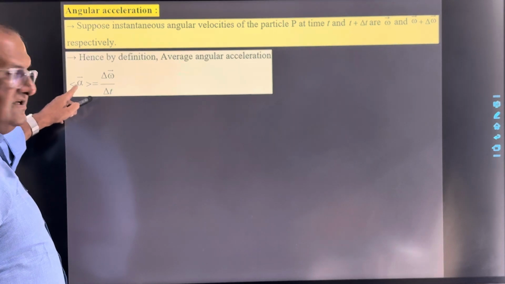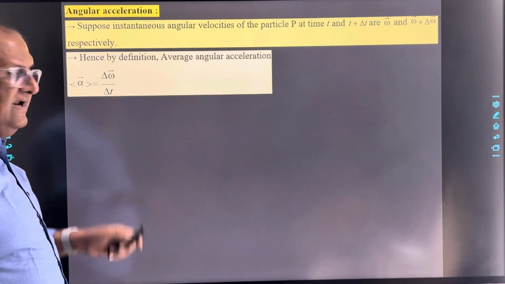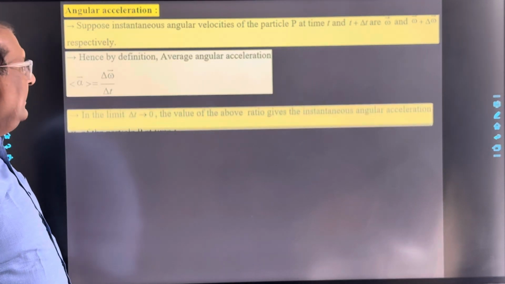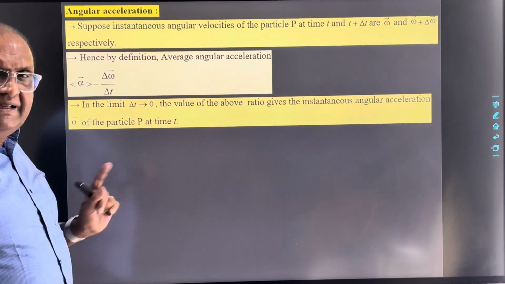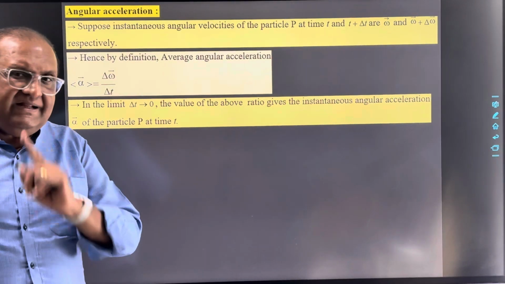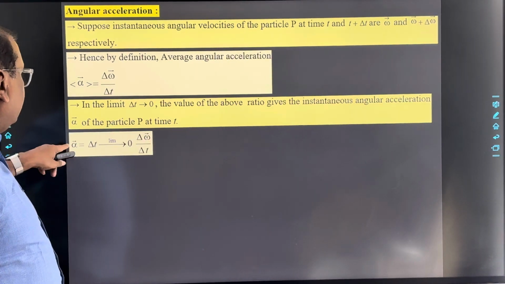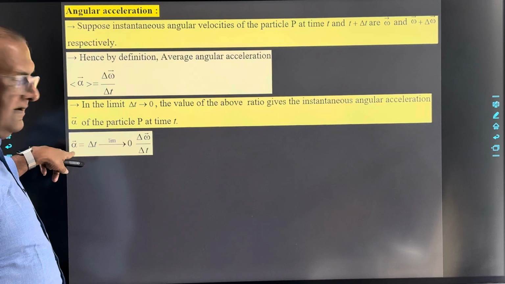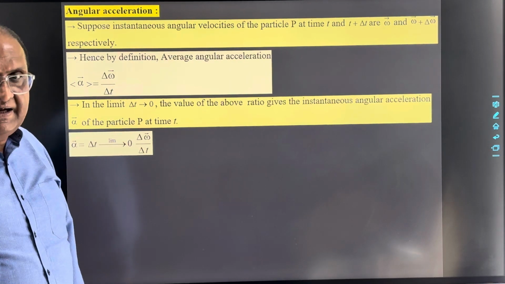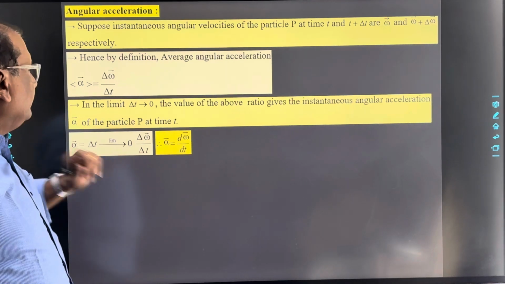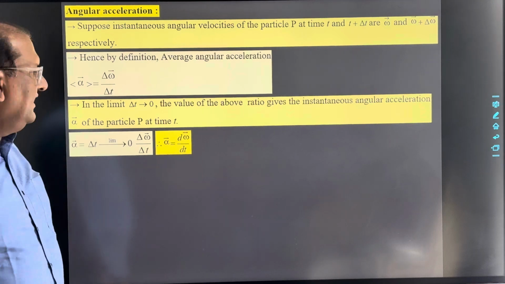So we can write average angular acceleration, which is represented by alpha, as delta omega by delta t. Now again, if we take the limit delta t tends to 0, then we will get the instantaneous angular acceleration. So angular acceleration is the limit as delta t tends to 0 of delta omega by delta t, or we can write vector alpha is d omega by dt.